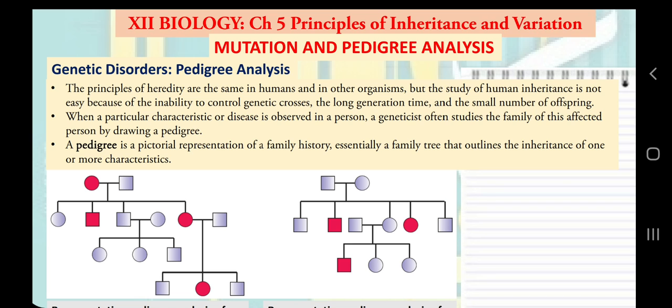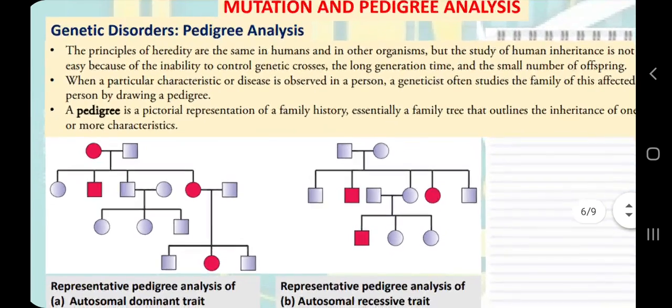So what we do is study the recorded family histories of any family and try to connect them with our experimental data, and then we conclude something. What we find is that the principles of heredity are the same in humans and in other organisms, but the study of human inheritance is not easy because of the inability to control genetic crosses, the long generation time, and the small number of offspring.